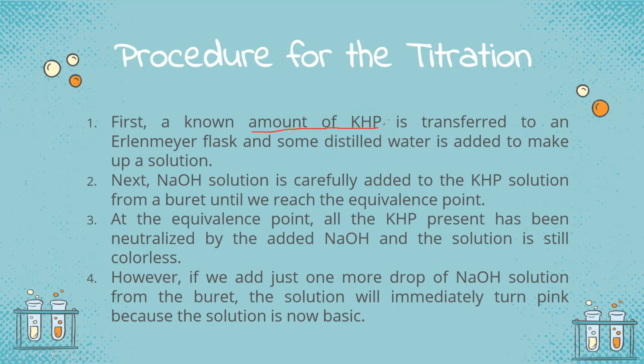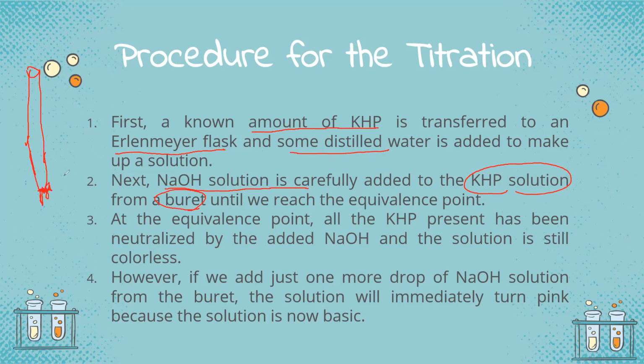Potassium hydrogen phthalate is in the form of powder. So magme-measure tayo ng mass na gagamitin. Ita-transfer natin siya sa Erlenmeyer flask if alam na natin yung amount niya. And then dadagdagan natin ng distilled water para makakagawa tayo ng potassium hydrogen phthalate solution. Now, after that, the sodium hydroxide solution is carefully added to the potassium hydrogen phthalate solution, and we will do that using a burette.